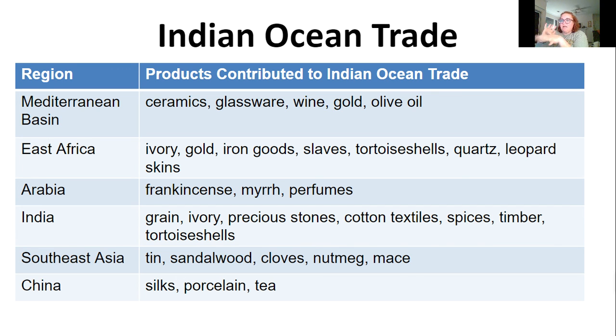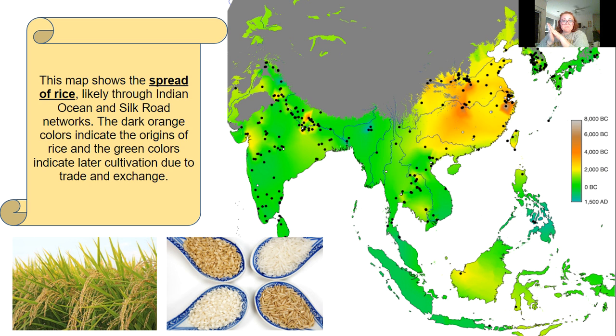the Indian Ocean trade saw different regions being opened up to products being exchanged. From the Mediterranean basin, you saw ceramics and glassware, as well as wine, gold, and olive oil. We know what came from East Africa: the ivory, gold, iron goods, slaves, tortoise shells, and so forth. Arabia was frankincense and myrrh and other perfumes, carpets. India was again grain, precious stones, spices. Southeast Asia was tin, sandalwood, cloves, nutmeg, and in China, of course, was silk, porcelain, and tea.